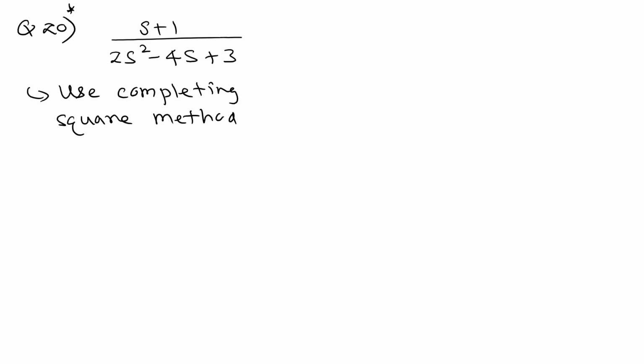To do that, you notice that there's a 2 here, so we're going to manipulate that first. You're going to pull 1/2 out first. We leave the numerator like that for the moment, and then we take 2 from the denominator. When you pull 2 out, you get s² - 2s, again minus 2s, and then we leave a space there, and + 3.